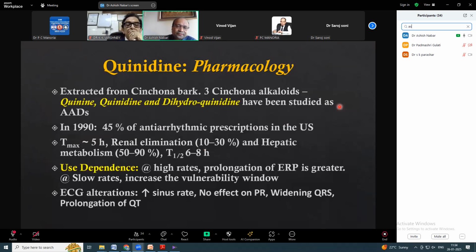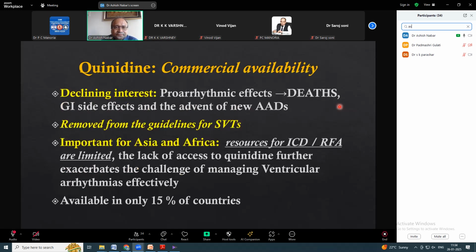Now, this drug very rapidly reaches the peak level, is excreted within a few hours, and has largely a hepatic metabolism. It acts better when the heart rates are faster. That's called use dependence. And when you use this drug, you have to monitor basically the QRS width and the QT. It does not have an effect on the PR interval.